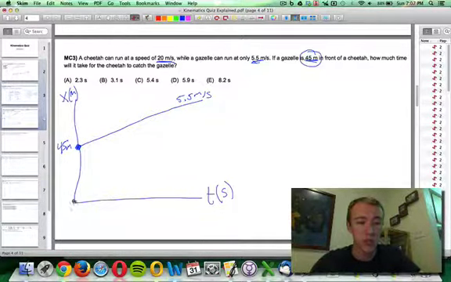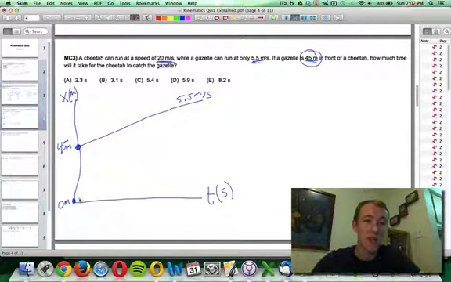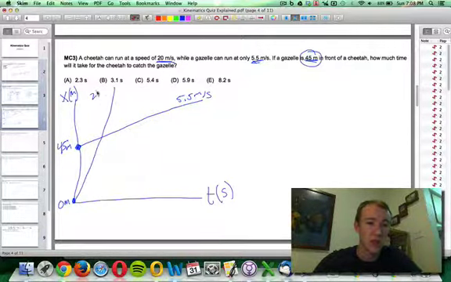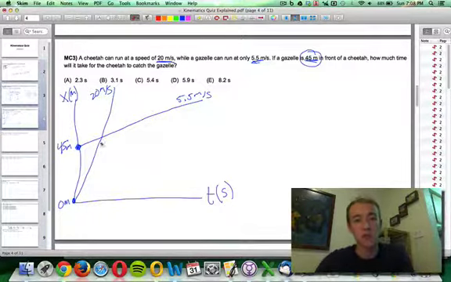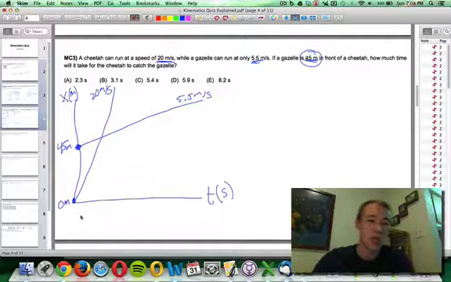So the cheetah starts down here at 0 meters, and the cheetah runs a lot faster than the gazelle. So the cheetah is going to start here. It's going to run at some velocity like this, much steeper slope, because 20 meters per second is much faster than 5.5 meters per second. Notice here, right here, they intersect.